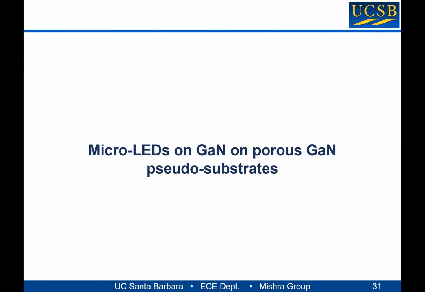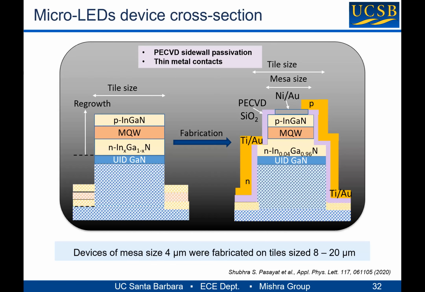And that is when we proceeded to device development on these micron-sized patterns, which of course has to be a micro LED. The figure on the right is our first generation micro LED cross-section. On the left is what we have as the as-grown epitaxial structure. And we have used thin nickel gold transparent metal contacts as our P contacts and PECVD dielectric for sidewall passivation.